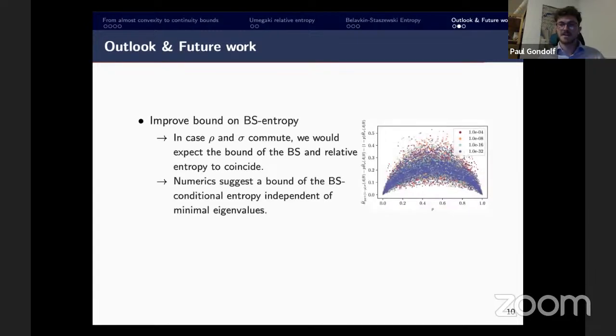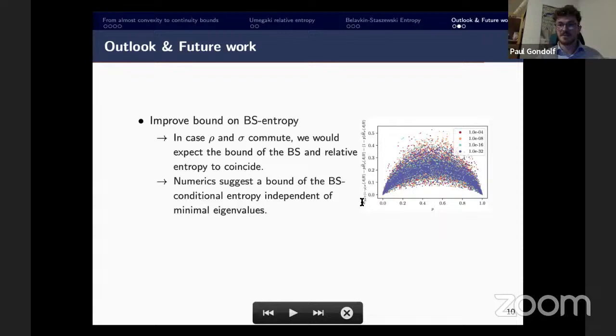And the second reason is numerics. We've done numerics on the remainder, almost convex remainder term of the BS conditional entropy. And it turns out that the remainder appears to be independent of the minimal eigenvalue. So what you can see here on the right-hand side is on the x-axis, the convex interpolation parameter P, and on the y-axis, the difference here. And we sampled states as well as convex interpolation parameters for different controlled minimal eigenvalues. So the colors correspond to minimal eigenvalues. And as you can see from this graph, varying the minimal eigenvalue, making it smaller, does not affect the convex remainder. And this is not the case for the remainder that we get. So we would expect that there is a remainder function, or one can find a remainder function that is independent of the minimal eigenvalue.